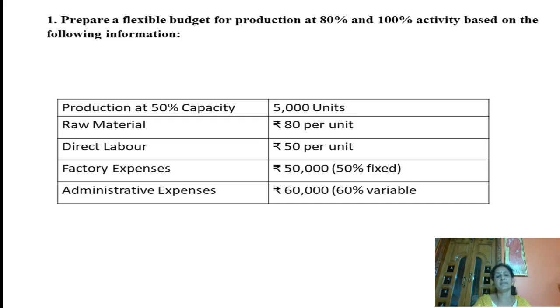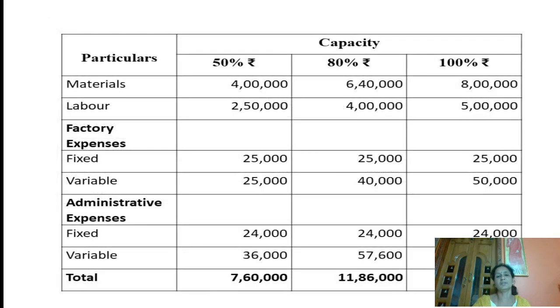Next is administrative expenses. Here they have given the amount of 60,000 and in brackets just see what has been mentioned: 60% variable. 60% variable indicates that 40% is fixed. So calculate how much is 40% in 60,000. That will be taken for all the levels of capacity. Now we'll see the solution.